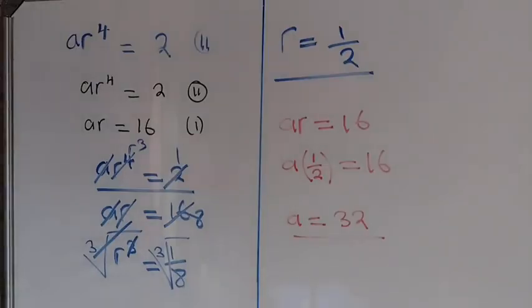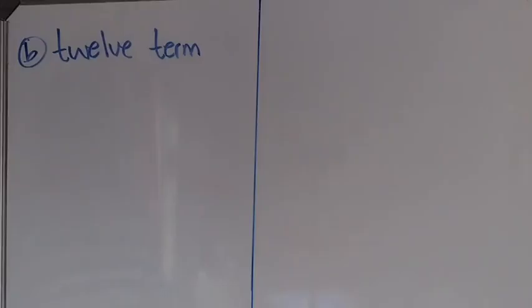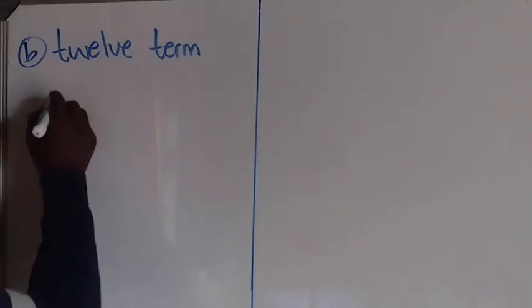So we have found our first question. Okay, let us now move on to find our second question. So we now come to question b, where we need to find the 12th term. So how can we find the 12th term? To find the 12th term, we are still going to apply the formula that is used to find the nth term of a GP, which is this formula.